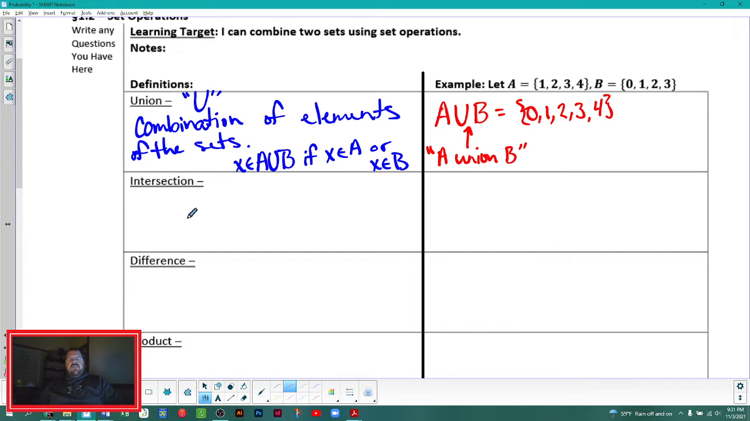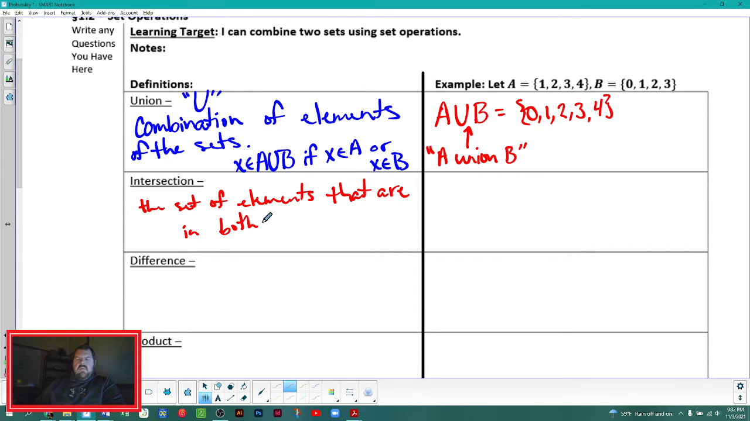The intersection is still a combination of the two sets, but it's a little more selective. It is the set of elements that are in both A and B.